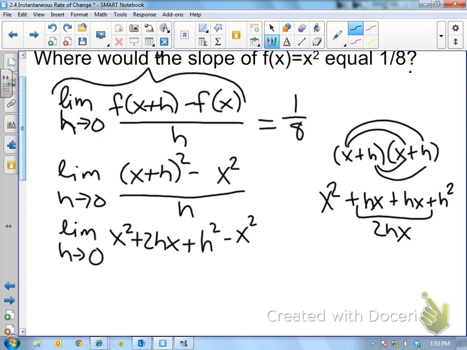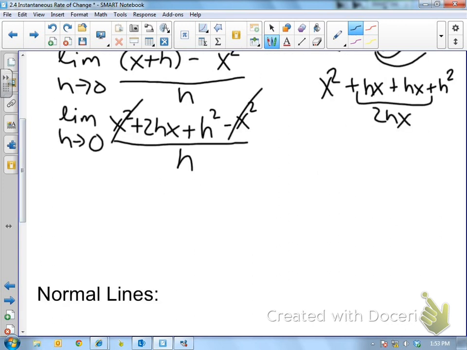Minus x squared all over h. So conveniently, what happens? The x squareds cancel out. And what can I factor out of the top? h. So we have h times 2x plus h, over h.